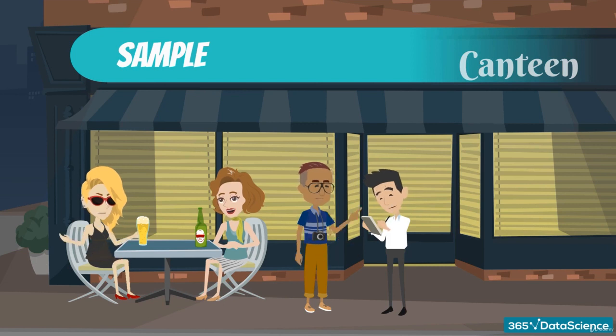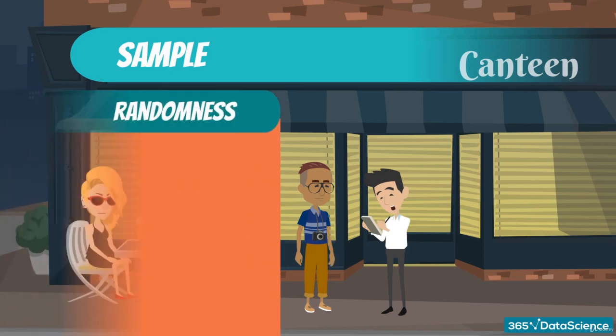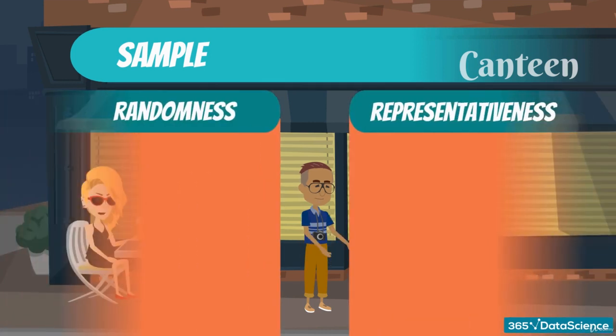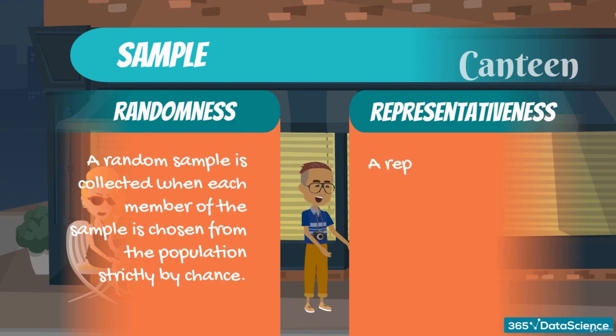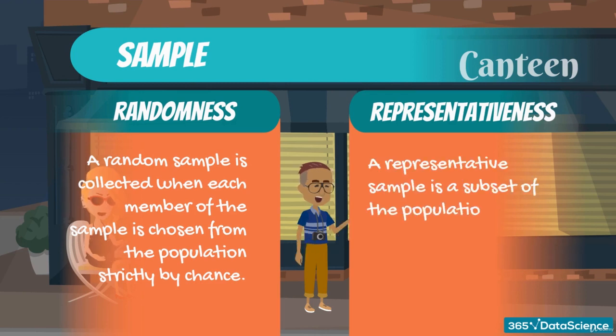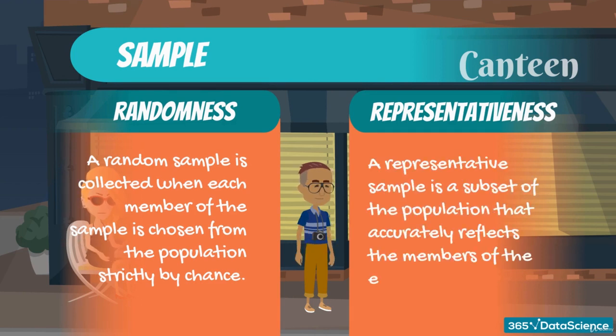They have two defining characteristics, randomness and representativeness. A sample must be both random and representative for an insight to be precise. A random sample is collected when each member of the sample is chosen from the population strictly by chance. A representative sample is a subset of the population that accurately reflects the members of the entire population.